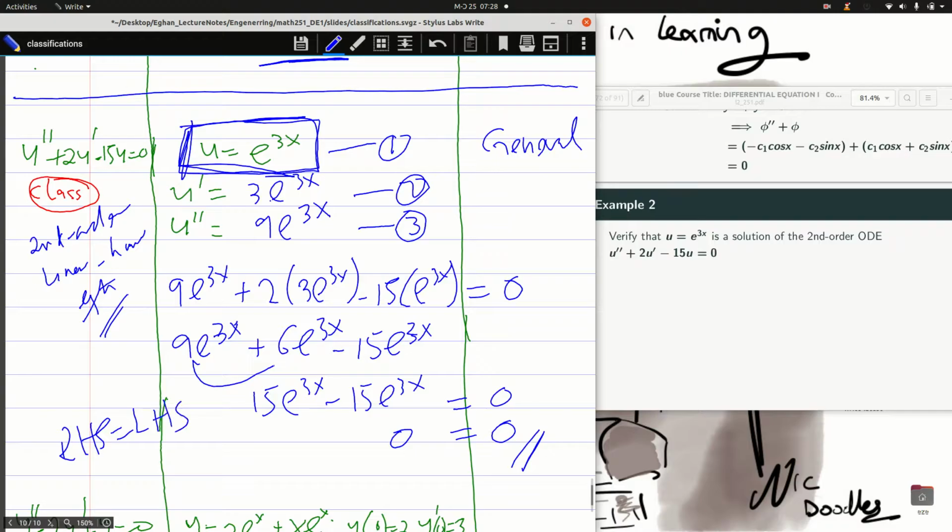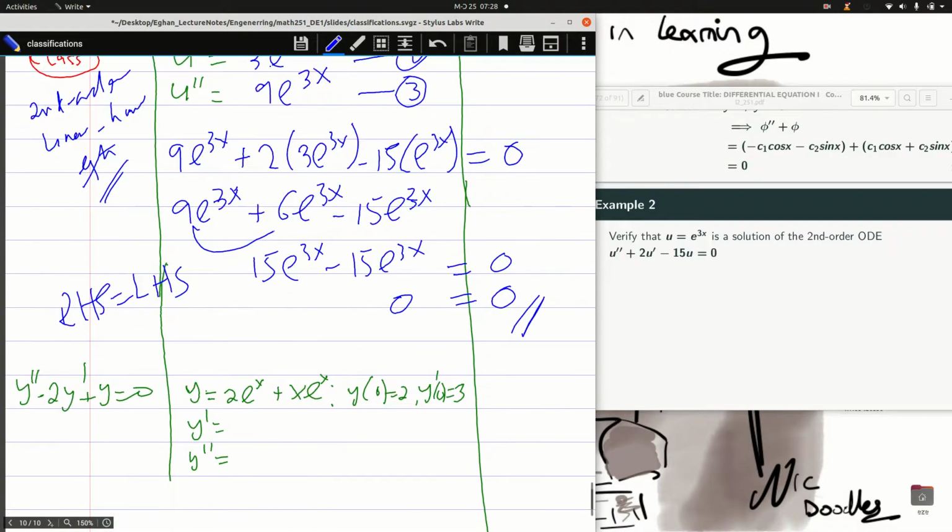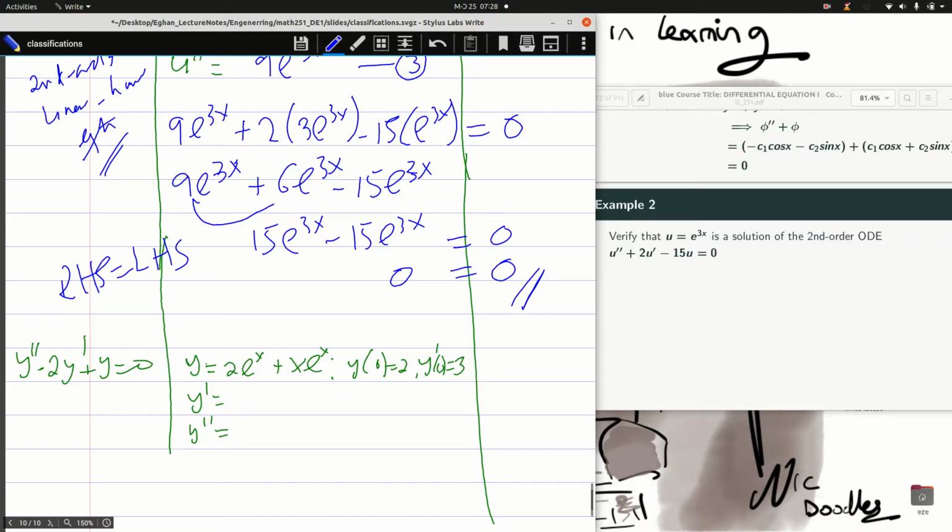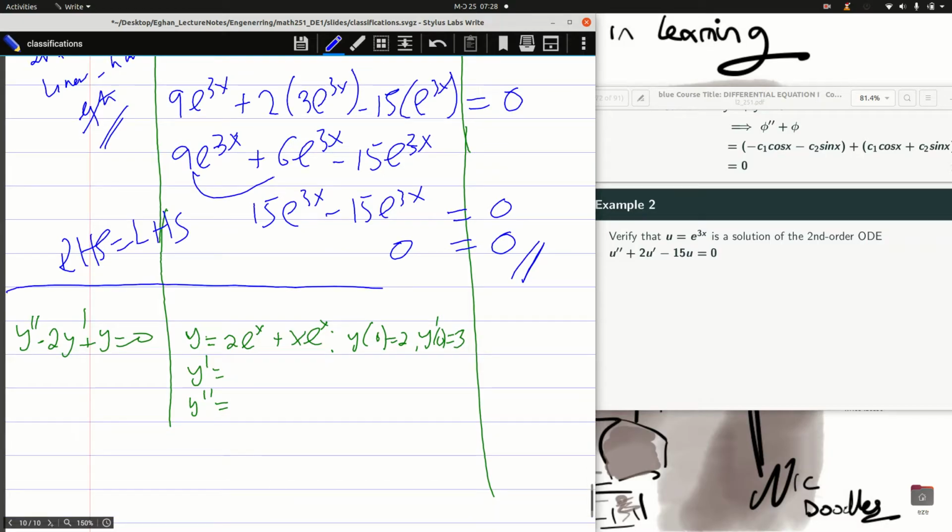Okay. The last example, this will be a particular solution. Let me do the type first. This is a particular solution. We expect 1. Why? Because it comes with conditions.